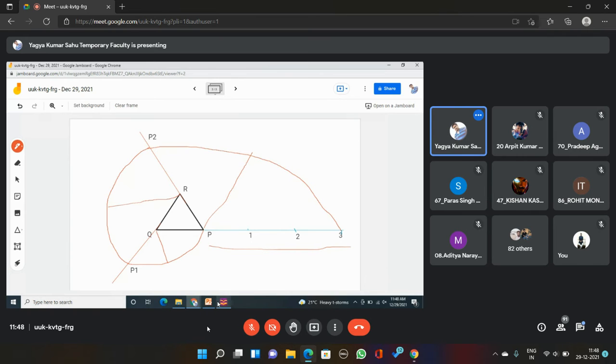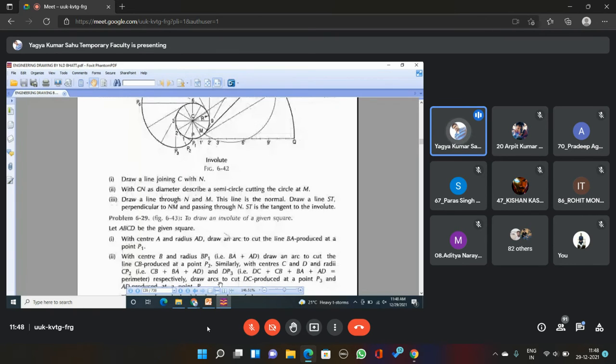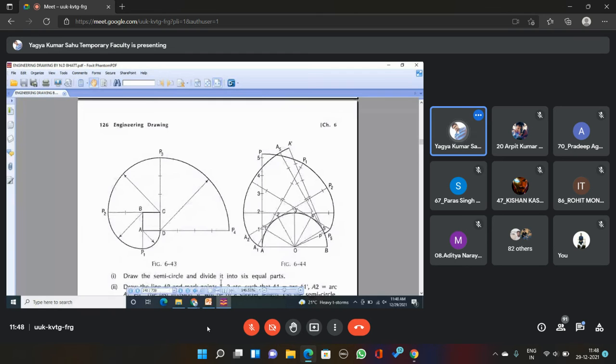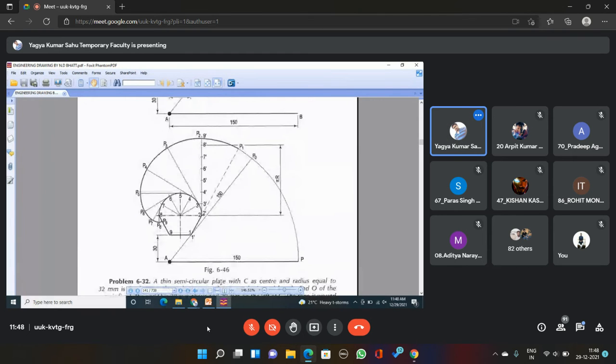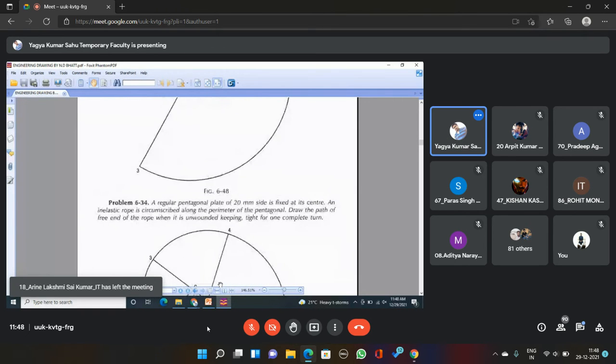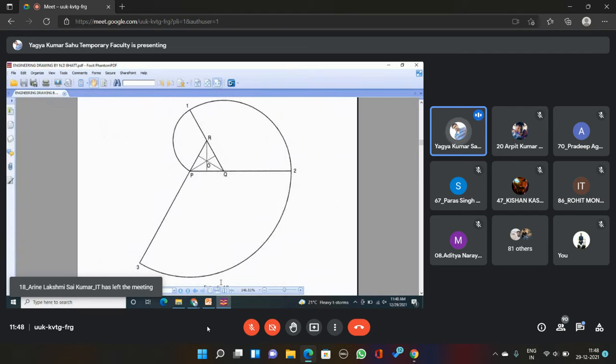Easy. I am showing you the involute of an equilateral triangle. You can see this one. These curves are drawn by compass. Do not use a French curve. These arcs, P1 arc, P2 arc, are parts of a circle. So you can easily draw arcs by using a compass.